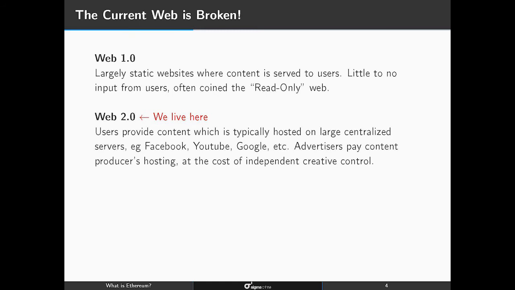And in this system, you currently have users who produce content, but they don't have massive servers or massive infrastructures to store that content, so they put that content onto giant, massive corporations like Facebook, Google, YouTube, etc. And those companies then distribute that content to you, put advertising on it, and they get paid for it.